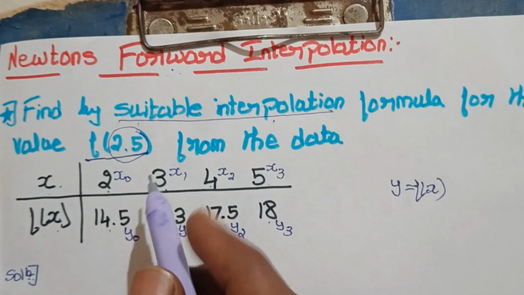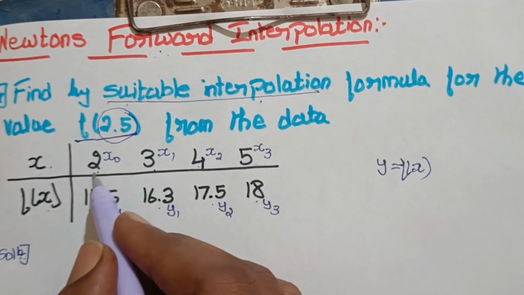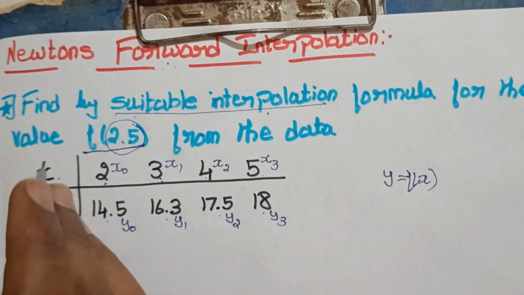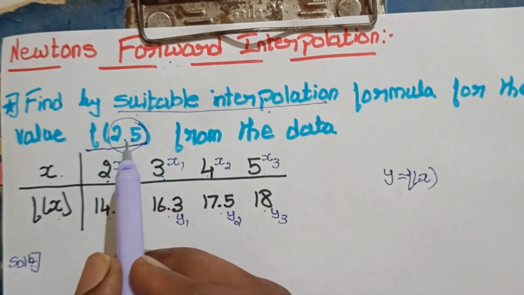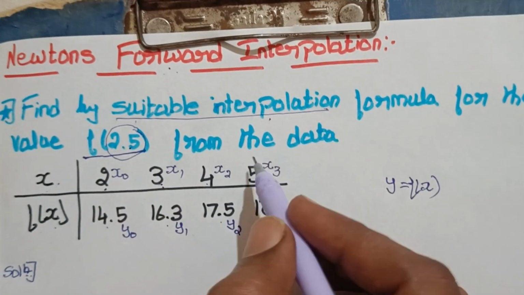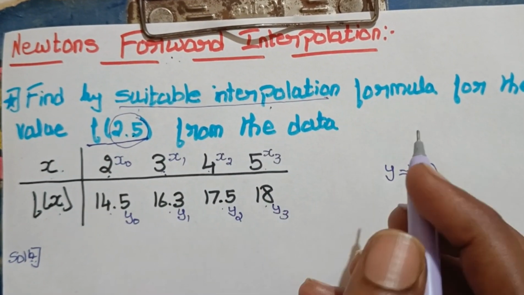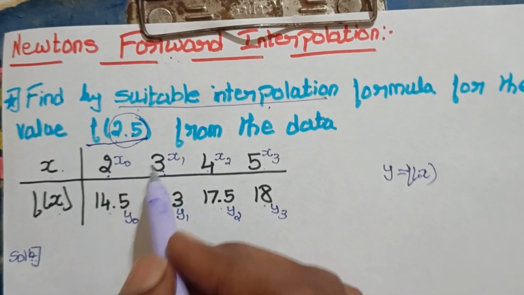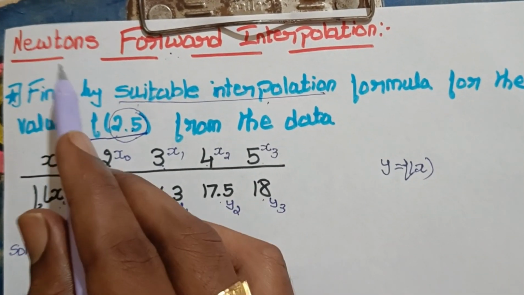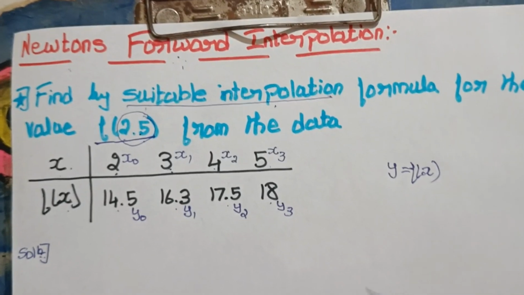Now where 2.5 lies, we have to check. It lies between 2 and 3. Therefore, it lies in the first phase of the problem. If they had asked f of 4.9 or 4.5, that lies in the second half of the phase. Therefore, this 2.5 lies in the first phase of the problem. Therefore, we have to use Newton forward interpolation formula.